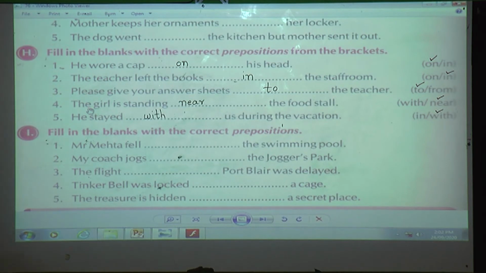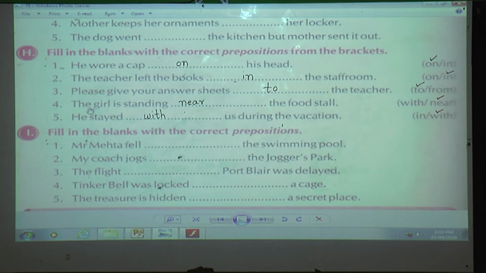Again I will repeat. He wore a cap on his head. The teacher left the books in the staff room. Please give your answer sheets to the teacher. The girl is standing near the food stall. He stayed with us during the vacation. And what have we done? We have used the correct preposition in the given blanks from the brackets. Now here also we have to do the same.